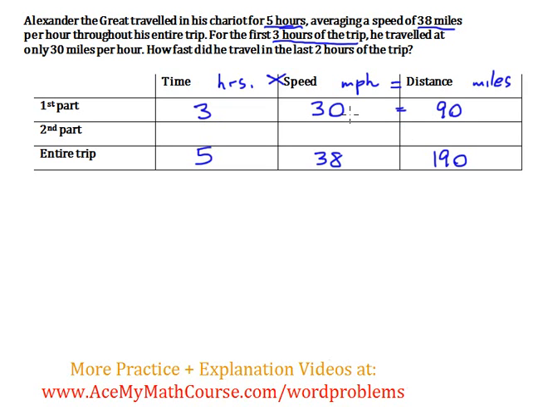Now for the second part, we know that it lasted 2 hours, of course, because 3 plus 2 is 5. But we don't know the speed. That's actually the question. How fast did he travel in the last 2 hours of the trip?